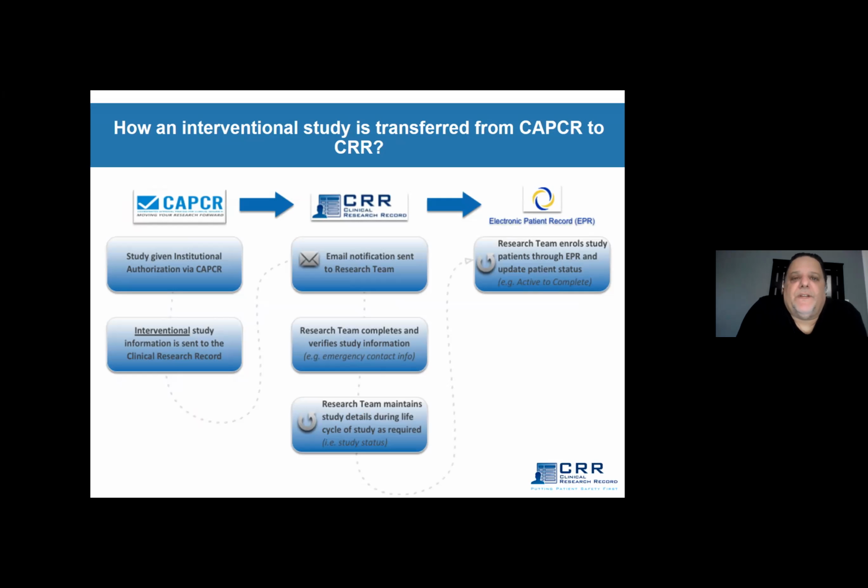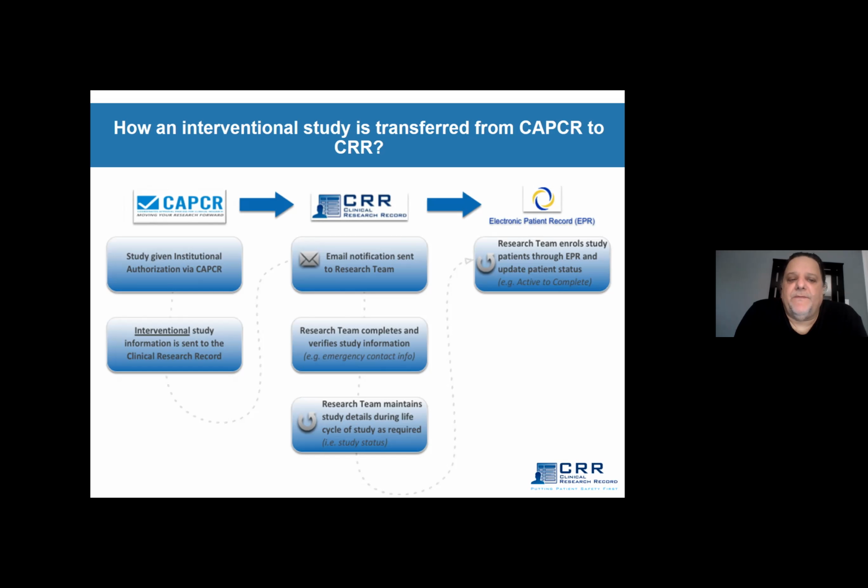So how does an interventional study become transferred? Most of you will be familiar with the CAPTURE system, Coordinated Approval Process for Clinical Research, as this is the system to obtain all approvals at UHN to conduct research involving humans. The CAPTURE system at the end of the process will provide you with what's called institutional authorization. And once a study receives institutional authorization and is considered an interventional study, it will automatically be transferred to the clinical research record system.